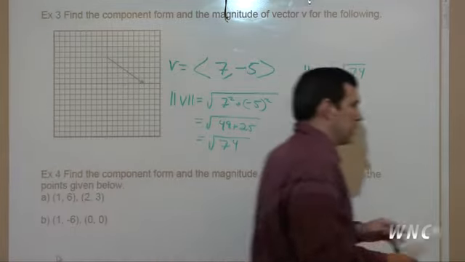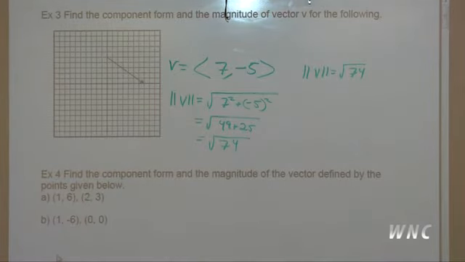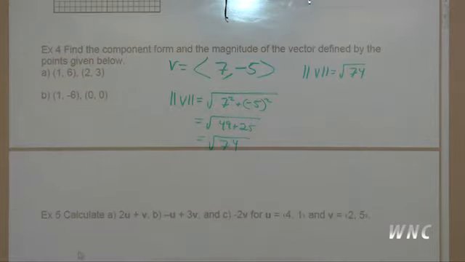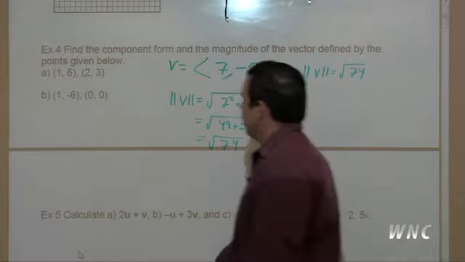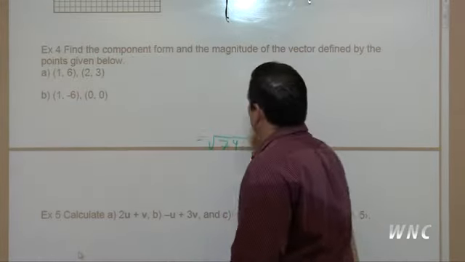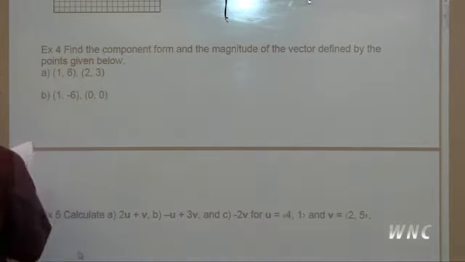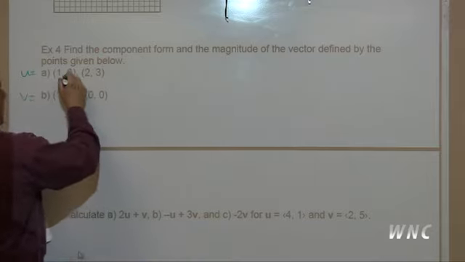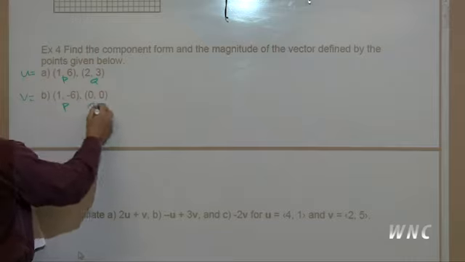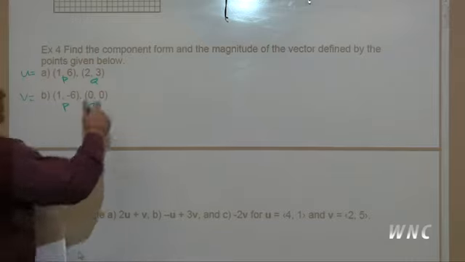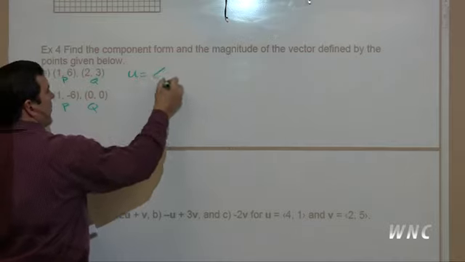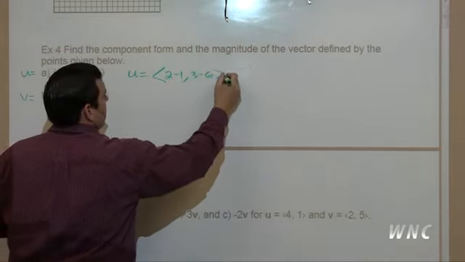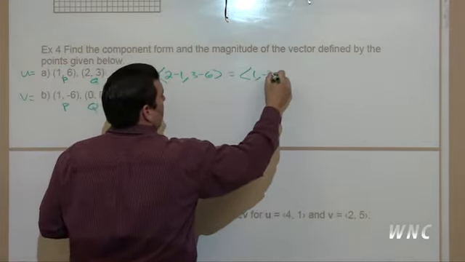I'm going to move this up for example 4. And example 4 says find the component form and the magnitude of the vector defined by the points given below. So I'll call the first one u, and then the second one v. Here's our p, here's our q. Okay, so u is going to be 2 minus 1, comma 3 minus 6. So it's going to be 1, negative 3.